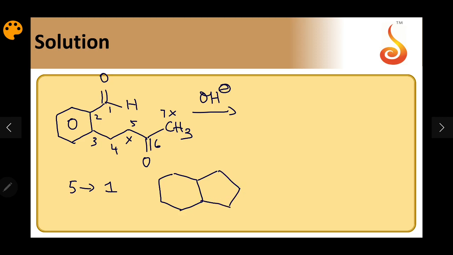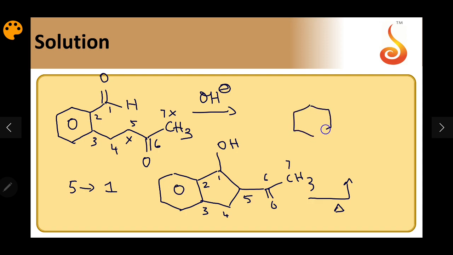A 5-membered ring is formed. This is 1, 2, 3, 4, 5. So 5 has joined 1, 1 will have OH, and 5 will have COCH3, that is 6 and 7. On heating this loses water, so I can get a benzene with a 5-membered ring, COCH3, with a double bond at the alpha beta position. This is one of the possible products.